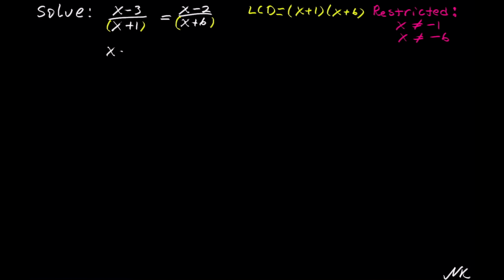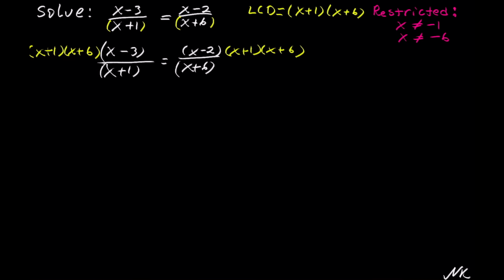Let's begin solving (x minus 3) out of (x plus 1) is equal to (x minus 2) out of (x plus 6), and let's multiply both sides by the least common denominator, which is (x plus 1) times (x plus 6). So on the left we have (x plus 1) times (x plus 6) times (x minus 3) out of (x plus 1). The factors of x plus 1 out of x plus 1 will cancel out.